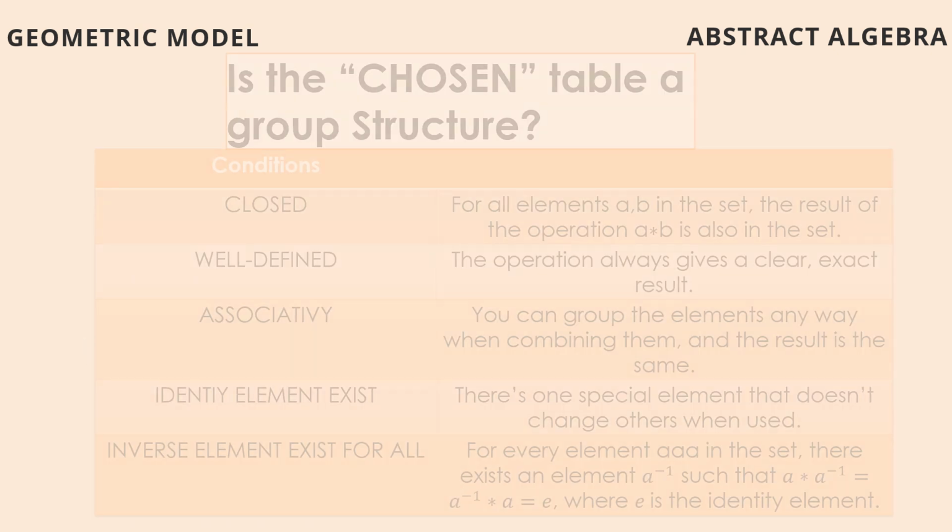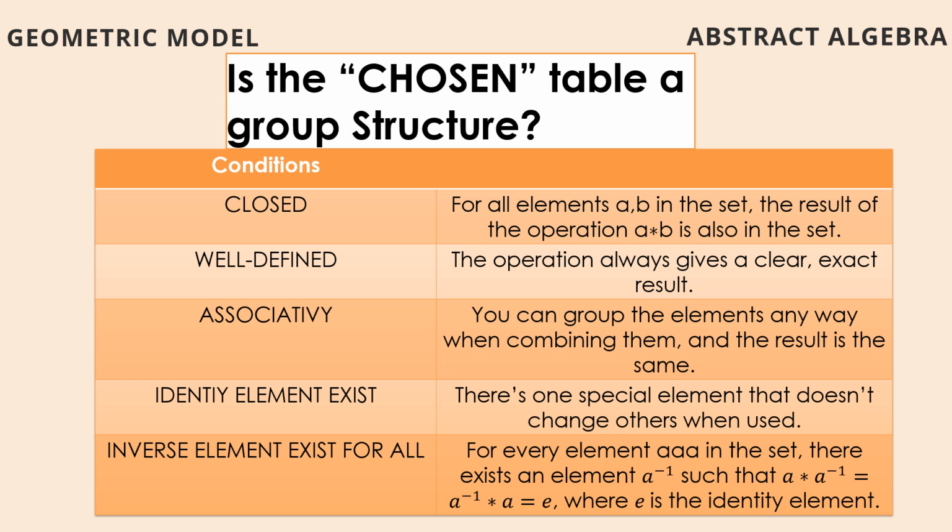For a table to be a group structure, first it should be closed, well-defined, associative, identity element exists, and inverse element exists for all. Closed means that for all elements A, B in the set, the result of the operation A star B is also in the set. Well-defined means that the operation should always give a clear, exact, and unique result.